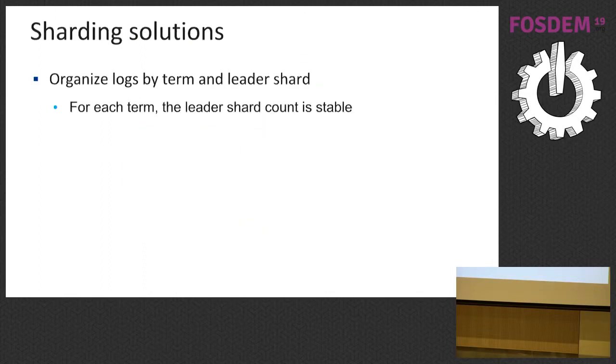To solve this, we change how logs are organized. We organize them by term, because for a particular term, the leader shard count is stable. And then we also organize them by leader shard. When a leader restarts, its term ends. It has to go through another leader election. In other words, whether a node is a leader or not is not preserved across reboots. This is why if you're changing the CPU count of a node, you have to go through a restart. So this means we don't have to worry about a leader resharding in the middle of its term.